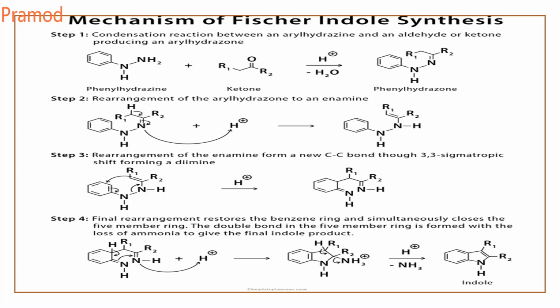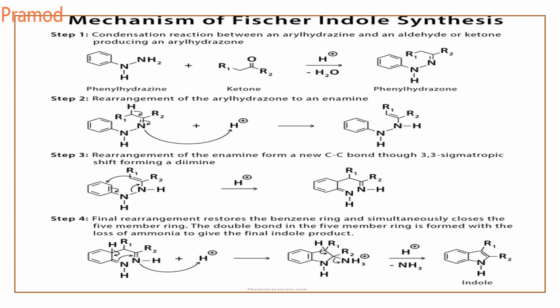Enamine. If you see, your double bond gets shifted between your two carbons and your double bond between nitrogen and carbon becomes saturated. So it forms an enamine. This is your imine. Hydrazone is an imine, so it undergoes imine-enamine tautomerism, forming an enamine, that is a double bond and an amine. So that is your second step, rearrangement of your hydrazone to form an enamine.